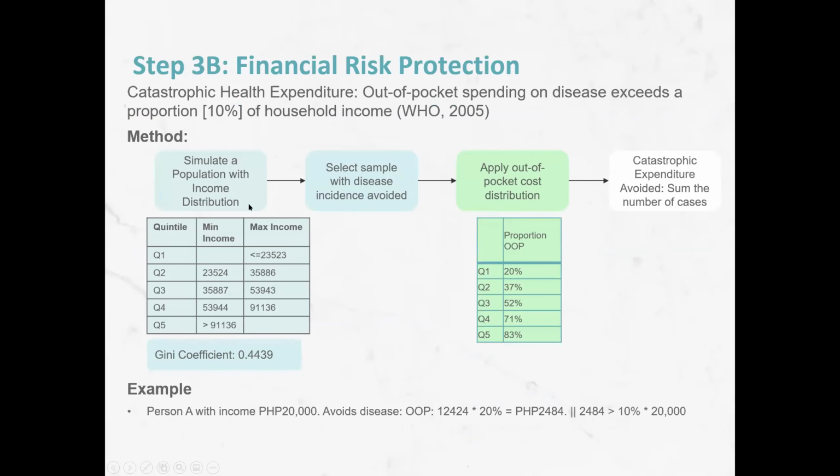And lastly, for estimating the financial risk protection, we simulated a population with the income distribution that's currently prevalent in the Philippines. And we selected the sample which had the disease incidence avoided. So we applied the incidence avoided to the sample that we simulated. We applied the out-of-pocket cost distribution, and we estimated how many people will avoid the catastrophic health expenditure. And we summed up the total number of people.